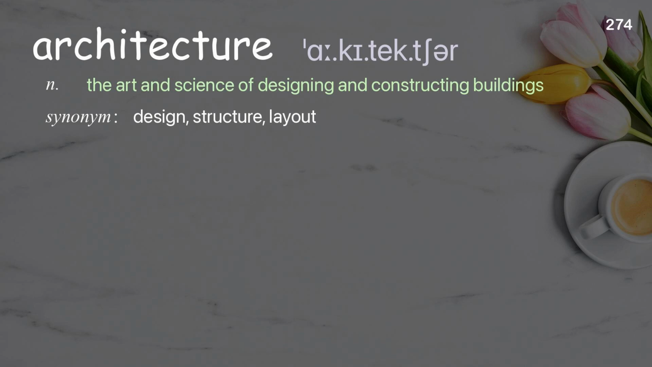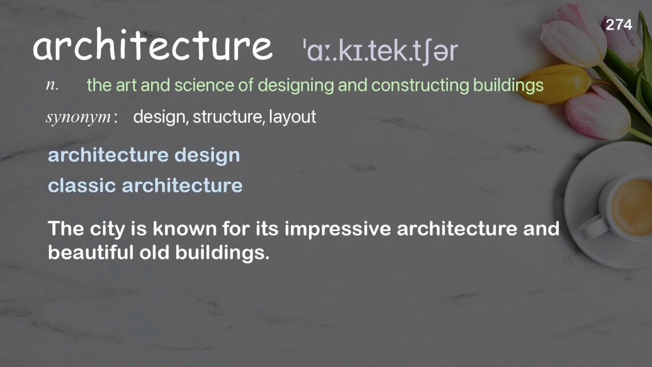Architecture. The art and science of designing and constructing buildings. Examples: architecture design. Classic architecture. The city is known for its impressive architecture and beautiful old buildings.